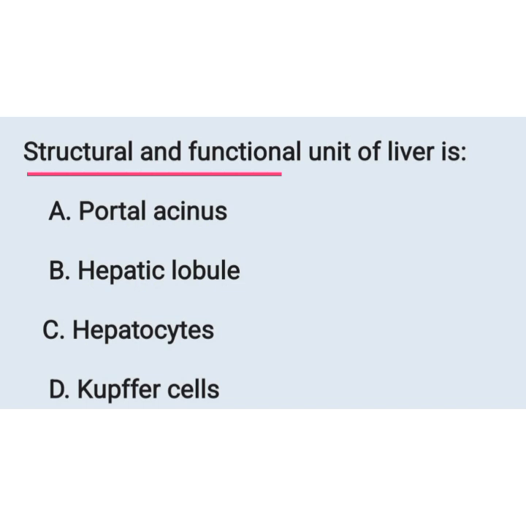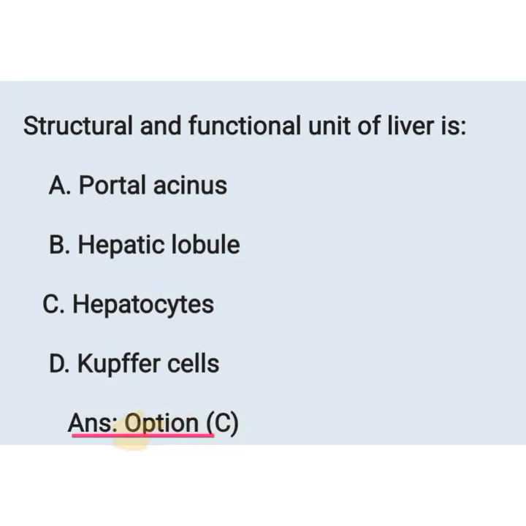First question, structural and functional unit of liver is. Options, option A portal acinus, option B hepatic lobule, option C hepatocytes, option D Kupffer cells. Structural and functional unit of liver is hepatocytes. Option C is the correct answer.